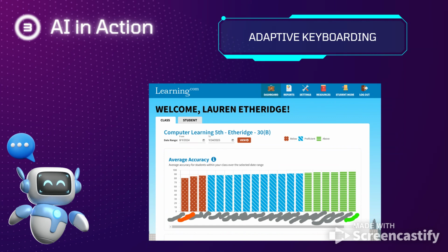There's currently only one feature of the curriculum that is powered by AI, and that is the adaptive keyboarding tutor. It uses a pre-test and places students based on their skill level. It assigns practice sets and instructions tailored to the student's ability level, and it continues ongoing assessment to adjust instruction based on the student's progress.